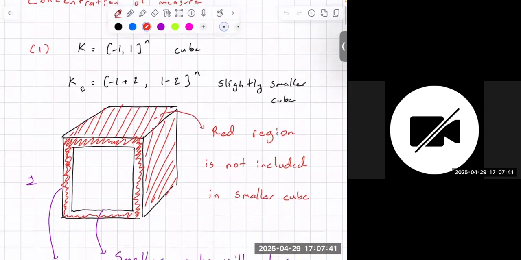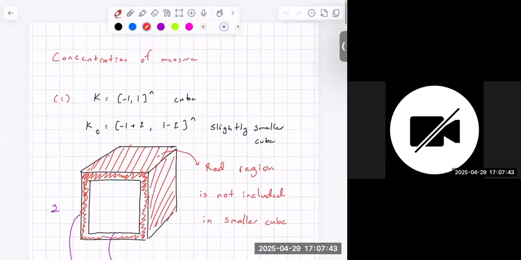So let's say I take a cube, -1 to 1 in n dimensions. I have n edges, each from -1 to 1. Now I want to take a slightly smaller cube, from -1 plus epsilon to 1 minus epsilon. The smaller one is supposed to be inside, in my bad drawing. Then there's a little bit left between the small cube and the big cube. Now the question is, if I sample a random point inside this big cube, how likely is it to hit that red part?